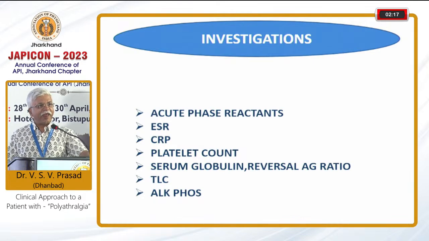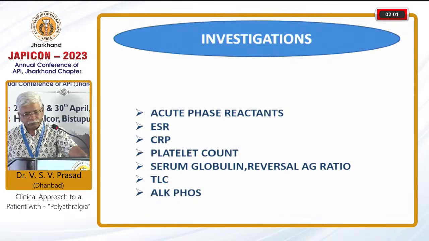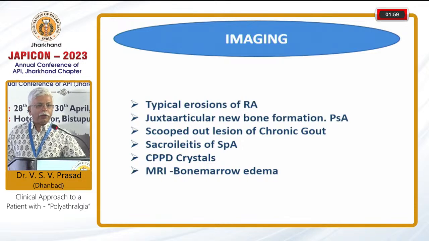See, acute phase reactants are very useful, like the ESR, CRP, the platelet count, the serum globulin values, and the reversal of the A/G ratio. These would all indicate acute phase reactant activity, along with the total leukocyte count and the alkaline phosphatase. Besides these, imaging has its own contribution to diagnosis and follow-up of a case of acute polyarthritis.